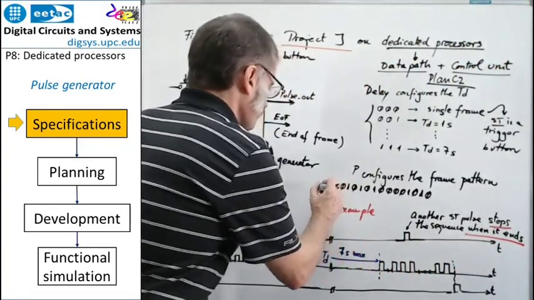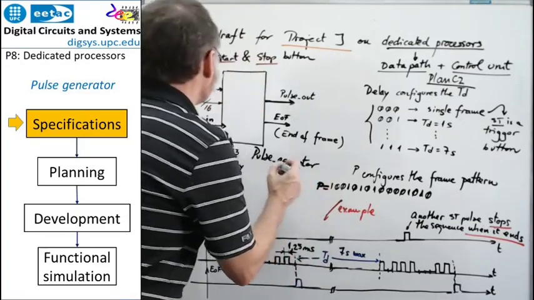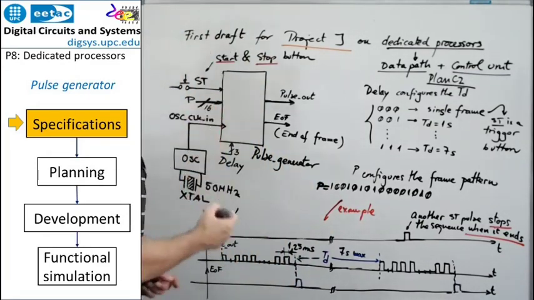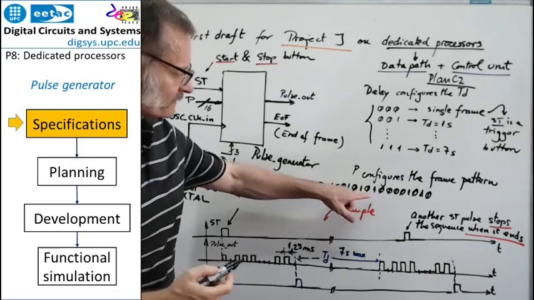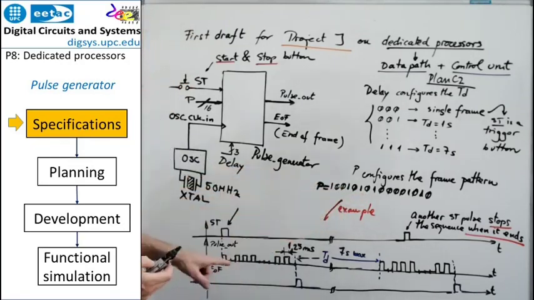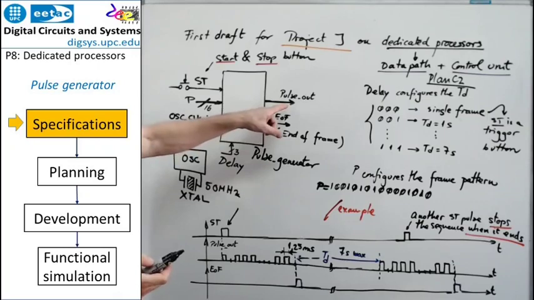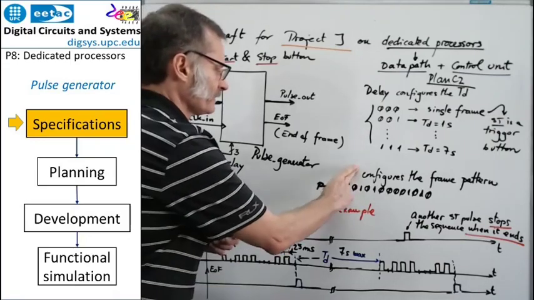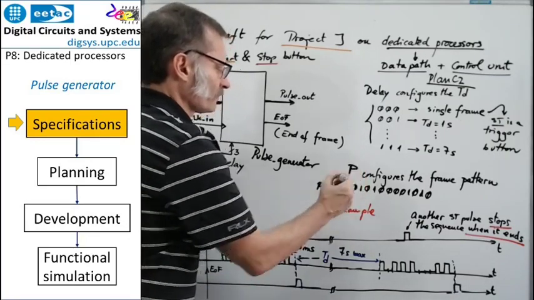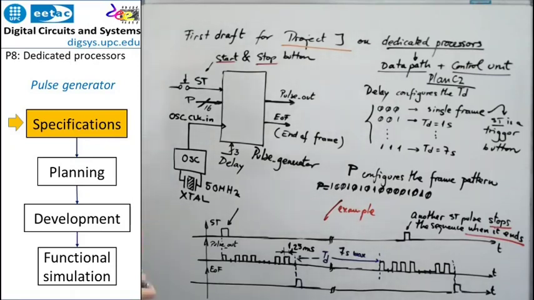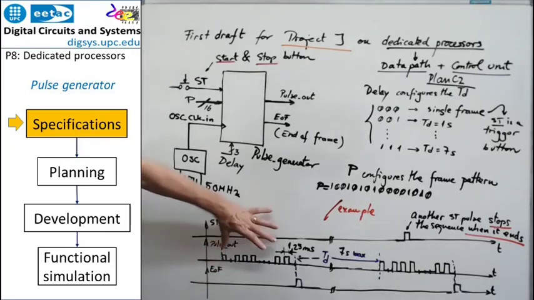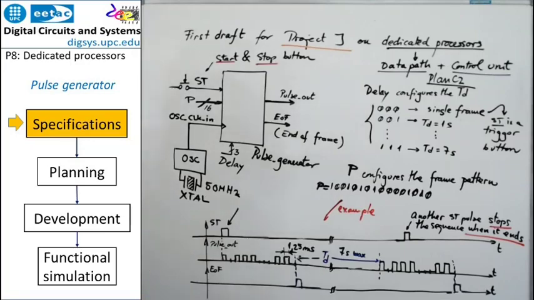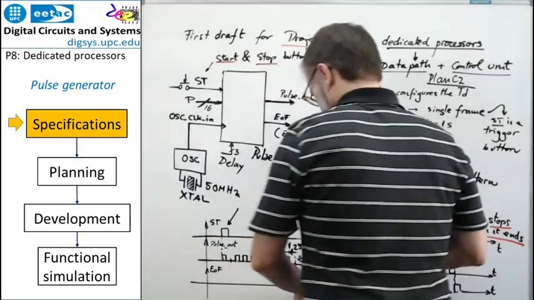You see, the P, this input vector, is going to be for defining the sequence of ones and zeros that are going to be sent from the pulse output, okay? You will configure the frame pattern, okay? So this P pattern configures the frame. And in this way you generate the frame, and then when the frame ends, you generate an end of frame signal. That way.